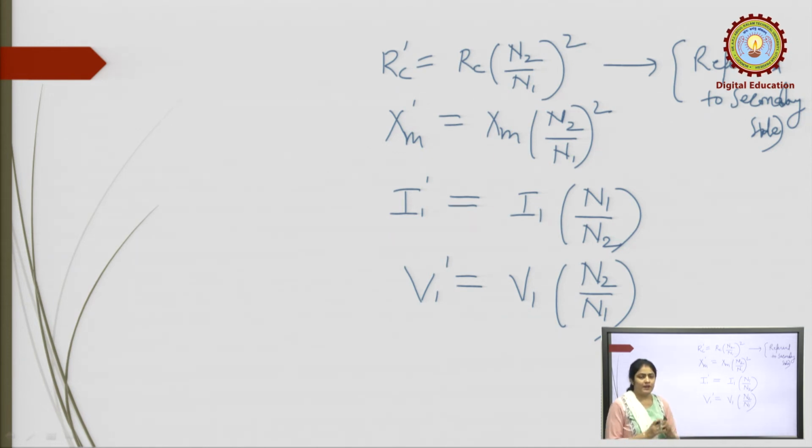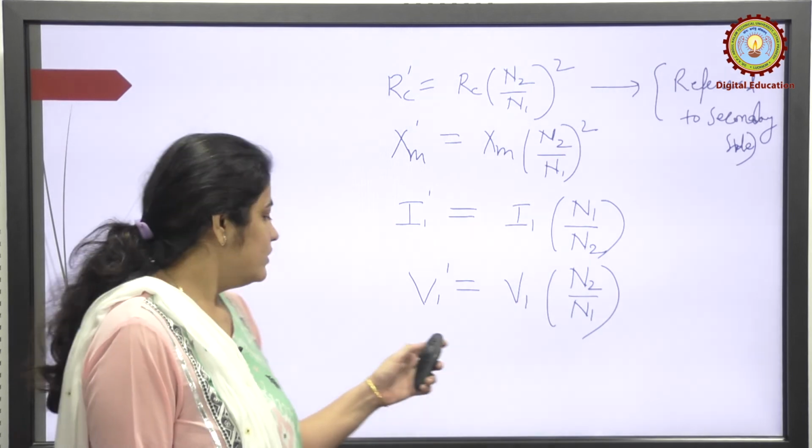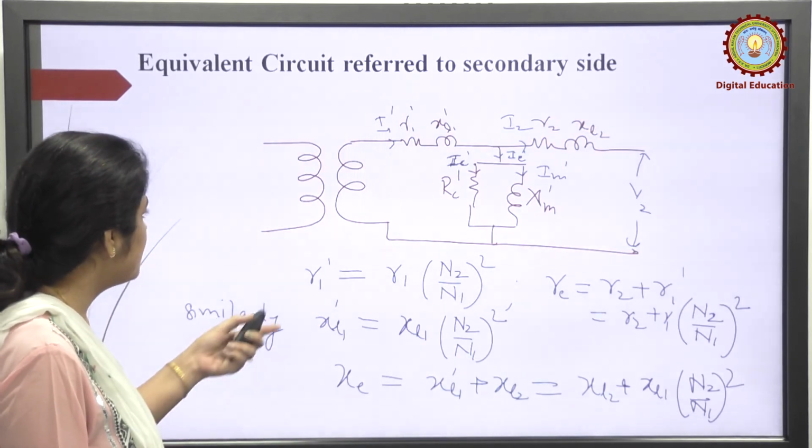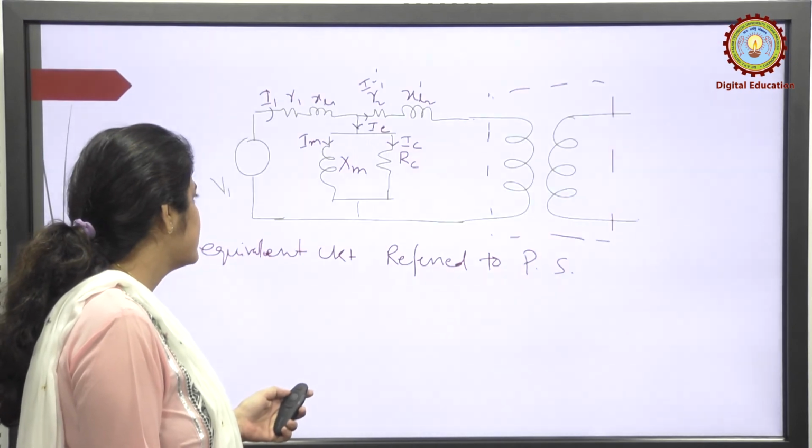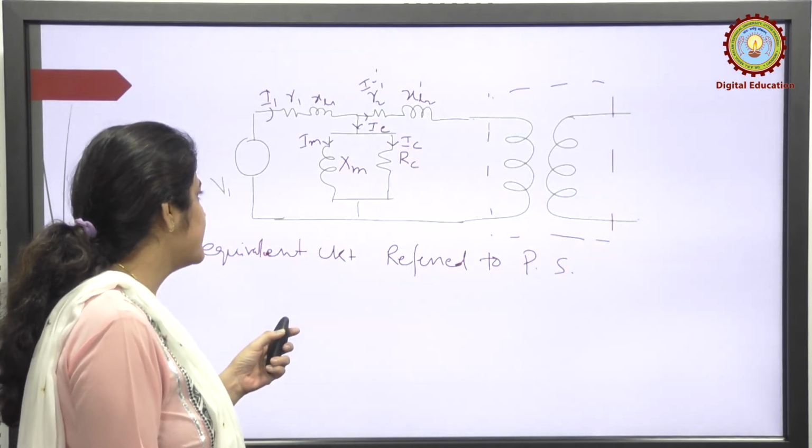If all the parameters are on the primary side, you can say the equivalent circuit is referred to the primary side. And if all the parameters are on the secondary side, you can say the equivalent circuit is referred to the secondary side. So this equivalent circuit is referred to the secondary side, and this is referred to the primary side.